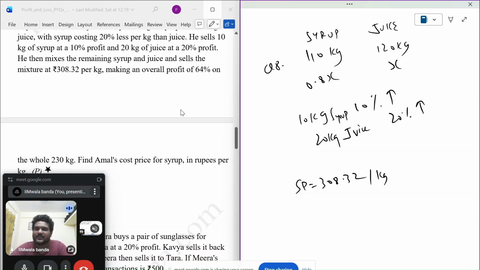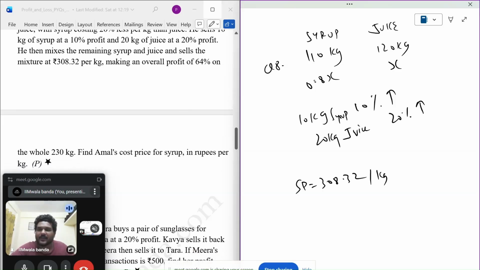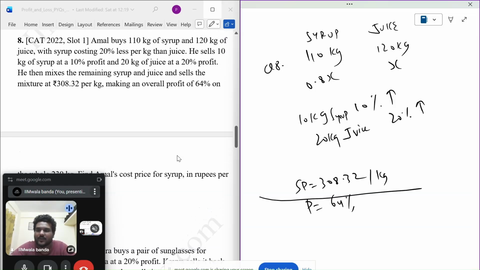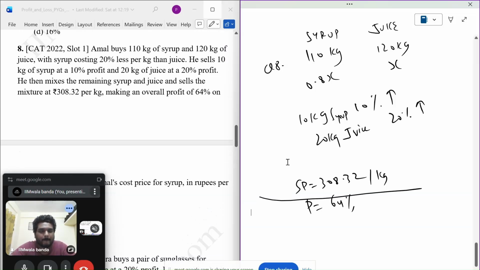But let's try to understand. And making an overall profit of 64%. So overall CP and overall SP I need. On the whole 230 kg, find the cost of the syrup. Let's try. No worries. 20% profit here, 10% profit here. So what he's doing is he's selling something and then he's doing something with the remaining one.